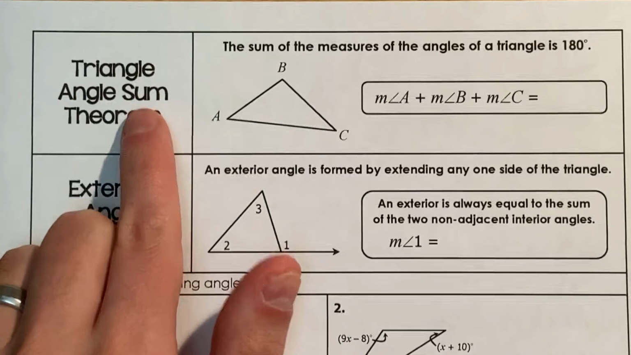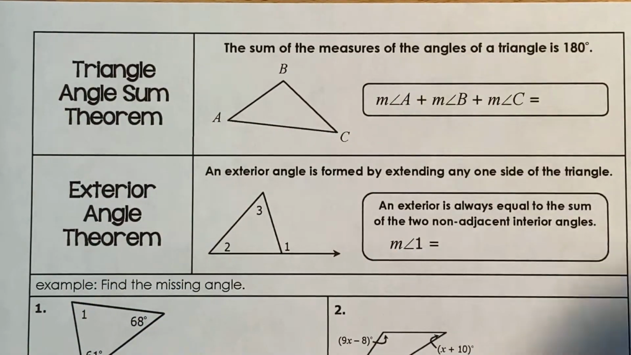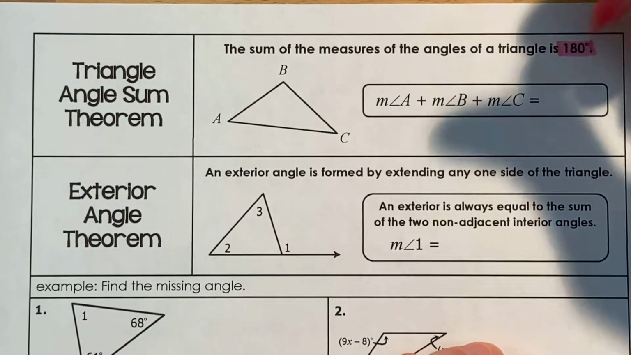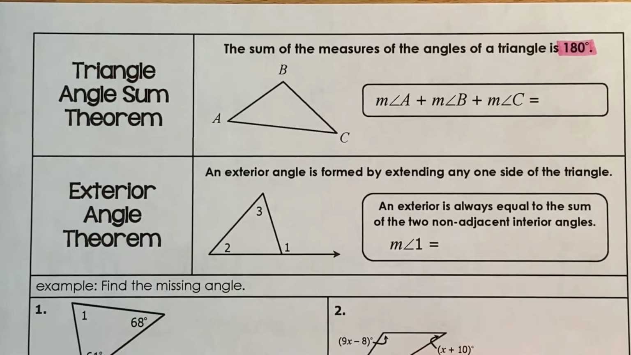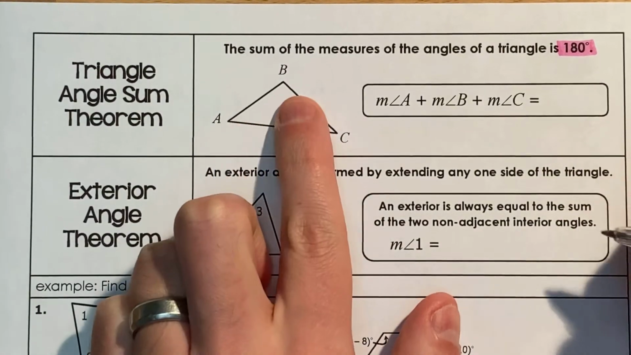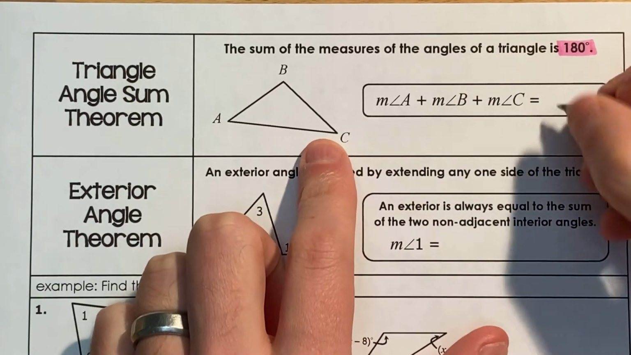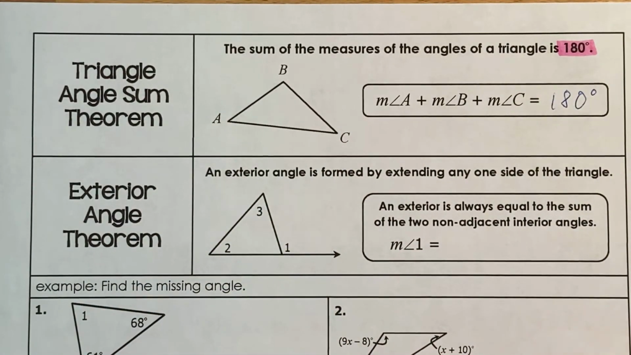So the triangle sum theorem says the sum of measures of the angles of a triangle is always 180 degrees. Boom. And that's just the end of that part. So the measure of angle A plus the measure of angle B plus the measure of angle C altogether is always going to be 180 degrees. That is just a fact. It does not matter what the triangle looks like. If it has three sides, then its angles add up to 180 degrees. End of story.